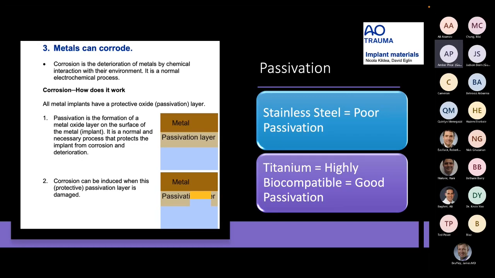So metals obviously can corrode, and they can corrode in vivo when they're exposed to oxygen. And so metal implants that form a protective oxide layer tend to corrode less in vivo. And so titanium is really good at this. It's highly biocompatible and forms a good passivation layer, whereas stainless steel is very poor at forming this passivation layer. And so it's more susceptible to galvanic corrosion and the transfer of electrons and the formation of the battery.